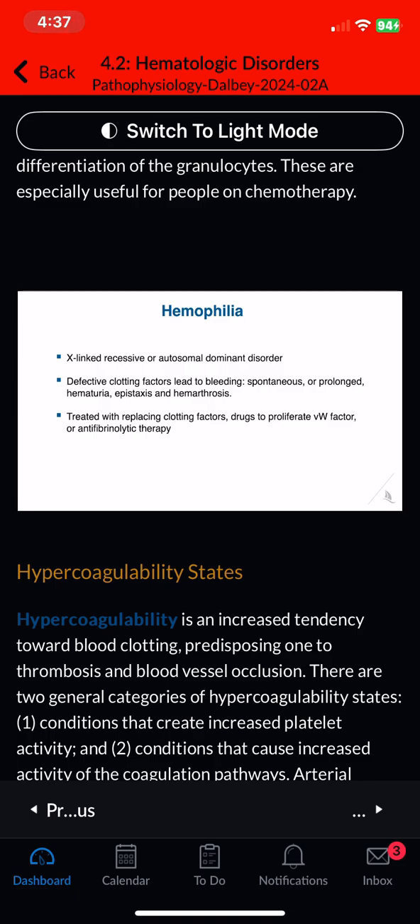For patients, the bleeding can be spontaneous, or if they have an injury, then the bleeding can be prolonged. They can exhibit hematuria, which is blood in the urine, epistaxis, which is nosebleeds, or hemarthrosis, which is bleeding into a joint. So depending on the patient and the type of hemophilia, the disease can be treated by replacing the deficient clotting factors or being given drugs to stimulate the proliferation of the factor, as we see with the von Willebrand disease, or it can be given anti-fibrinolytic therapies.